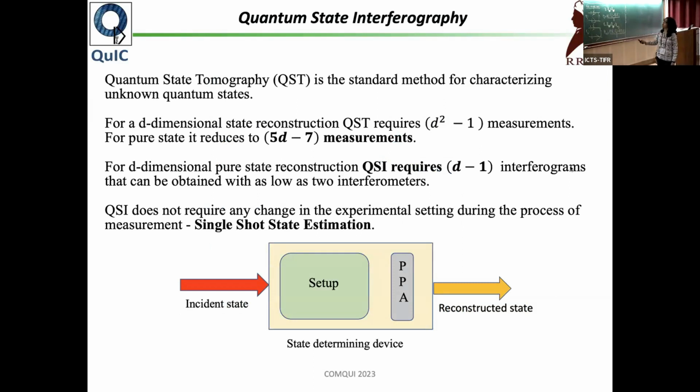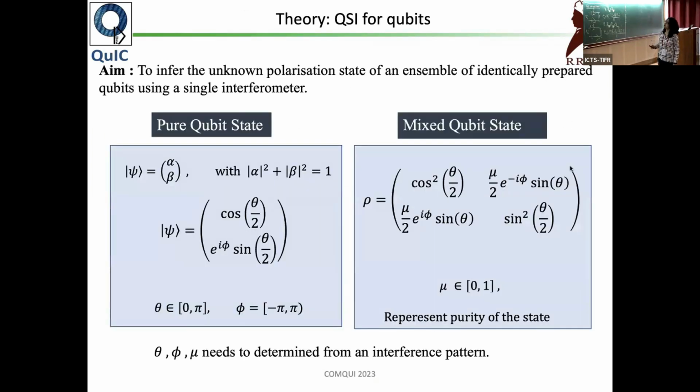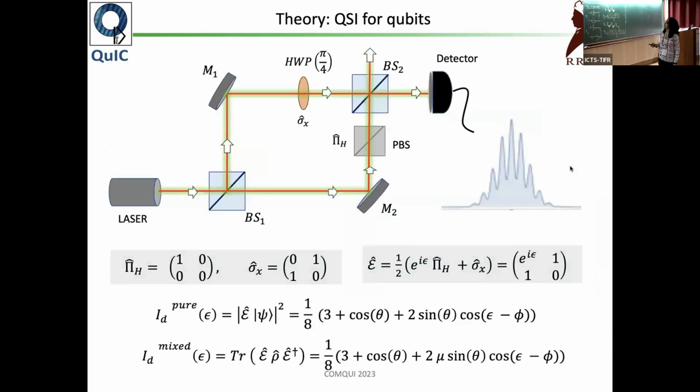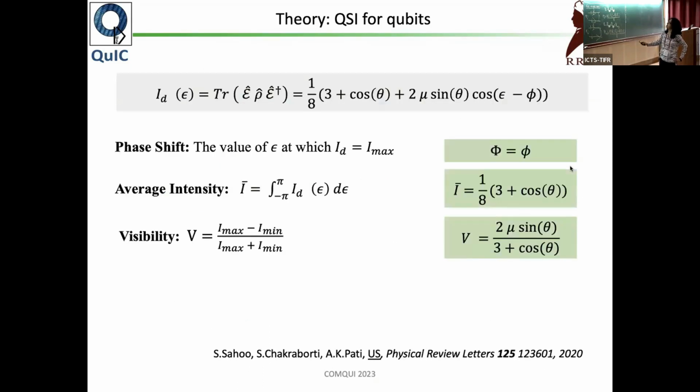So here, this is a summary. As you can see, tomography needs D²-1 measurements, the best is 5D-7 for a pure state. Interferography requires D-1. Essentially, you have an incident state, you have this interferometer, and then you have the interference pattern, and you can infer the state from it. And so this is how you can represent a pure state and a mixed state. Again, this is the theory, where essentially the idea is that by measuring the phase shift, the average intensity, and the visibility, I can get these three terms which come into the interference pattern, and then from that, I can get the quantum state.